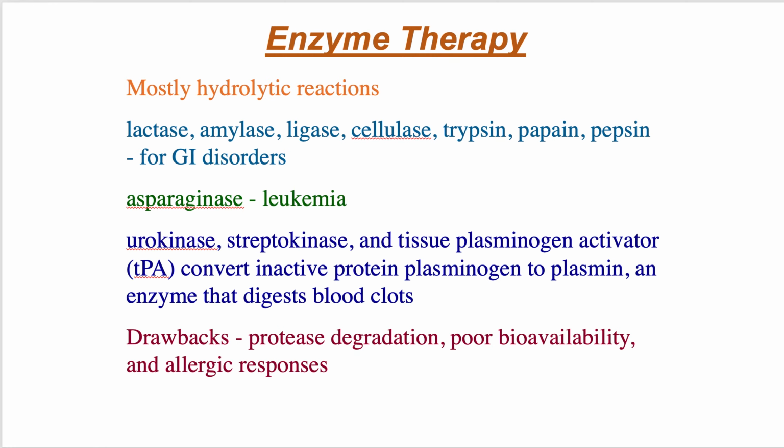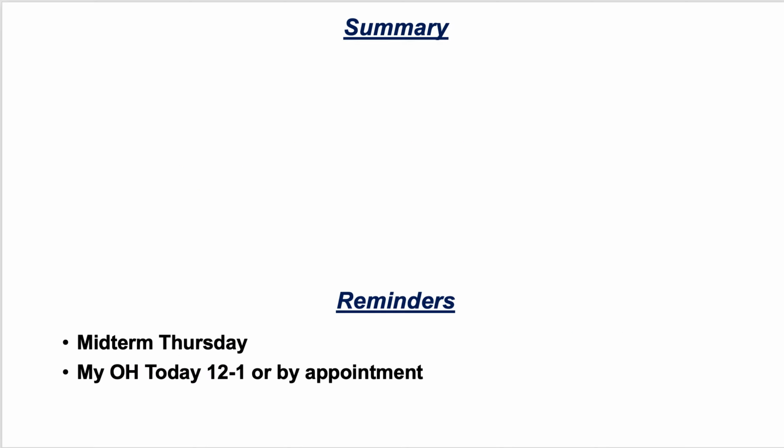People are also given enzymes if they have certain genetic enzyme deficiencies. There can be a lot of issues when you give people protein as a dose, and that relates to degrading proteins, like we talked about before, the poor bioavailability of proteins, and also people can develop allergies to proteins.